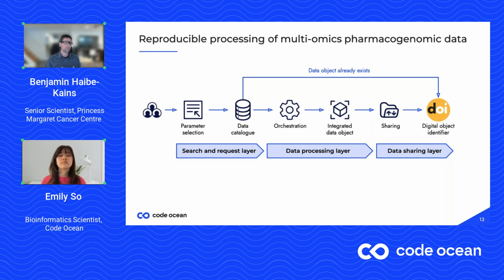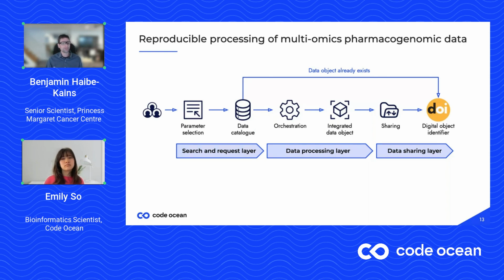So it's the search and request layer. And by request, I mean sometimes we can encode multiple ways to process the data. For instance, for RNA-seq, you may use Kallisto or the Salmon pipeline or the GATK pipelines. But it's hard to know which one is the best. It really depends on your application. So you can let the user actually select the different processing that they would like to use for their own data. That request goes to a data catalog.